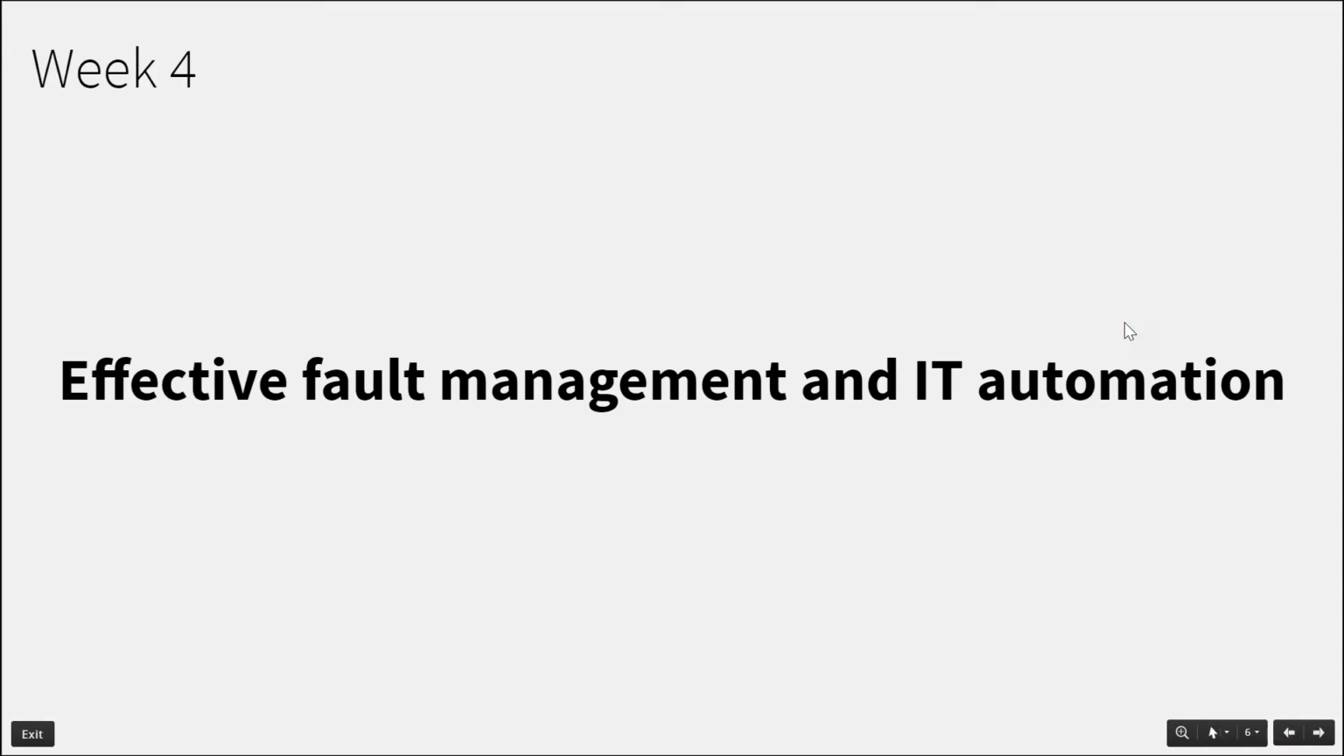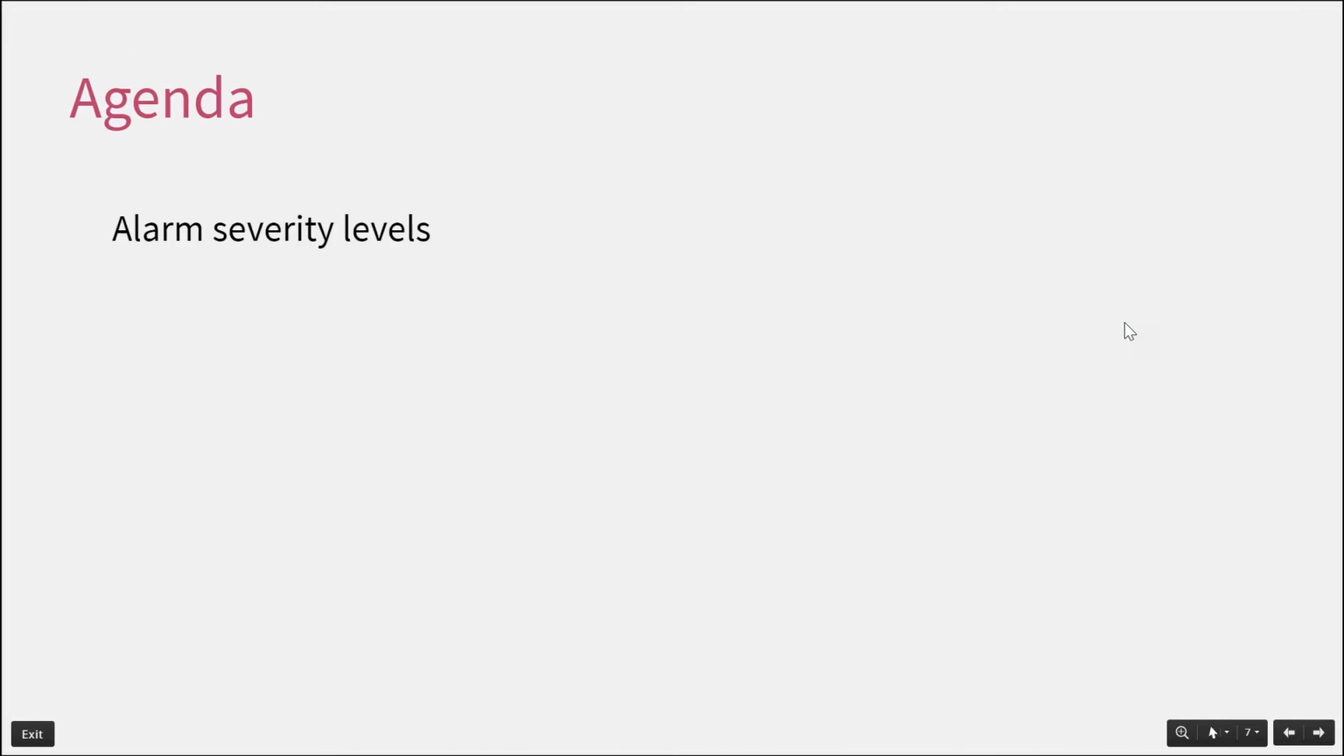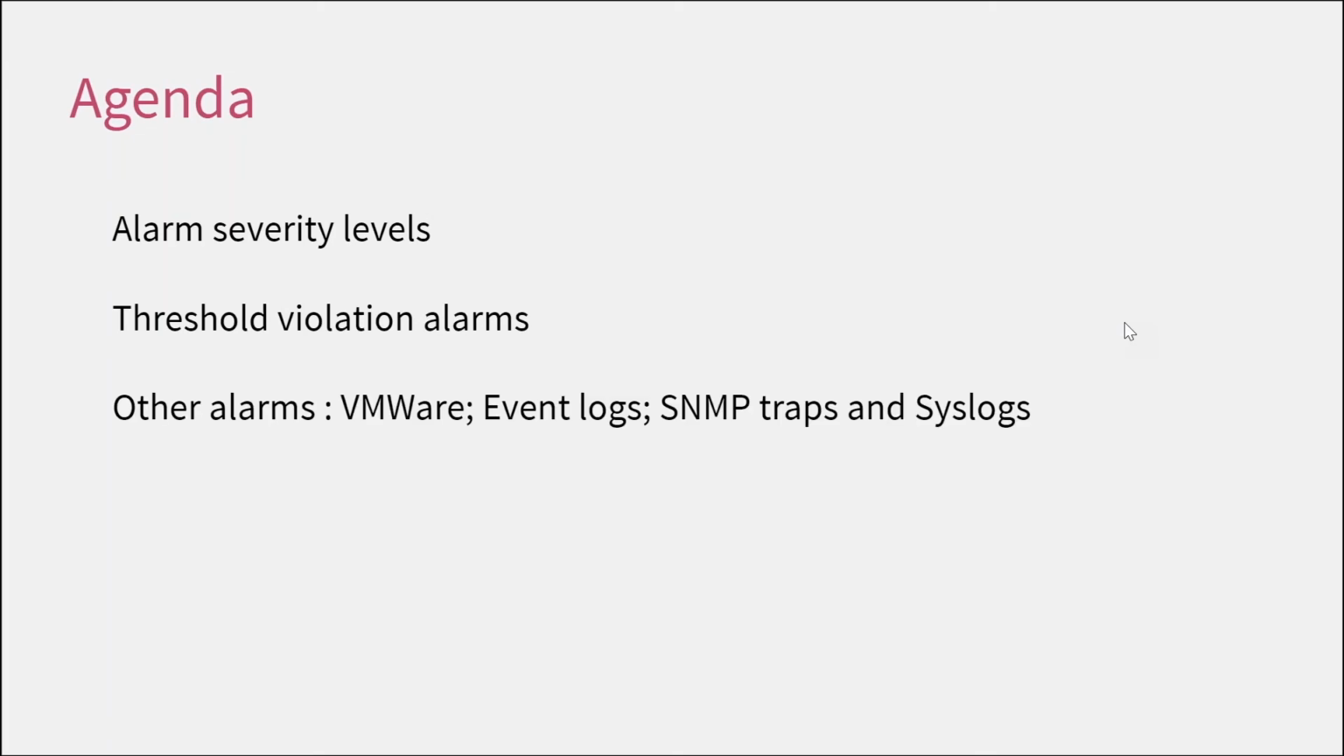So with that, let us begin our week 4 topic, effective fault management and IT automation. Let me quickly run through the agenda for today's session. First, we're going to discuss the various alarm severity levels available in OpManager and the different kinds of severity levels, predefined and configurable. We're going to talk about the thresholds, how to configure thresholds for the key performance metrics so that when a metric deviates from the configured threshold value, OpManager generates an alarm for you. And in other alarms, we're going to discuss the VMware events, event logs, SNMP traps, and Syslog from the Unix devices.